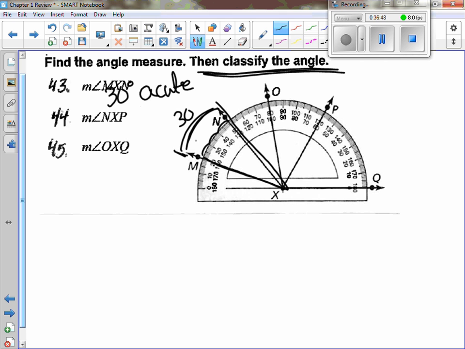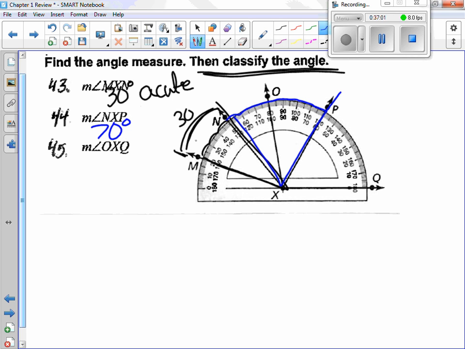NXP. So we have 10, 20, 30, 40, 50, 60, 70. 70 degrees. And this would be acute because it's still what? Less than 90 degrees.